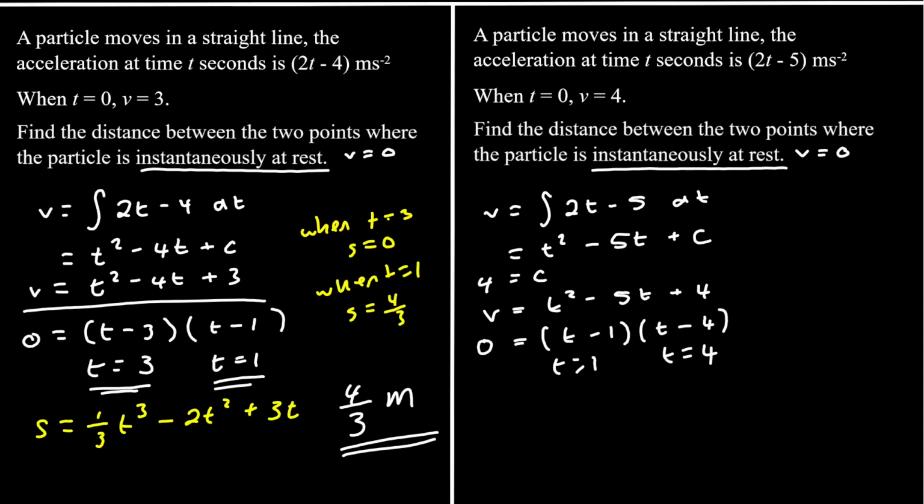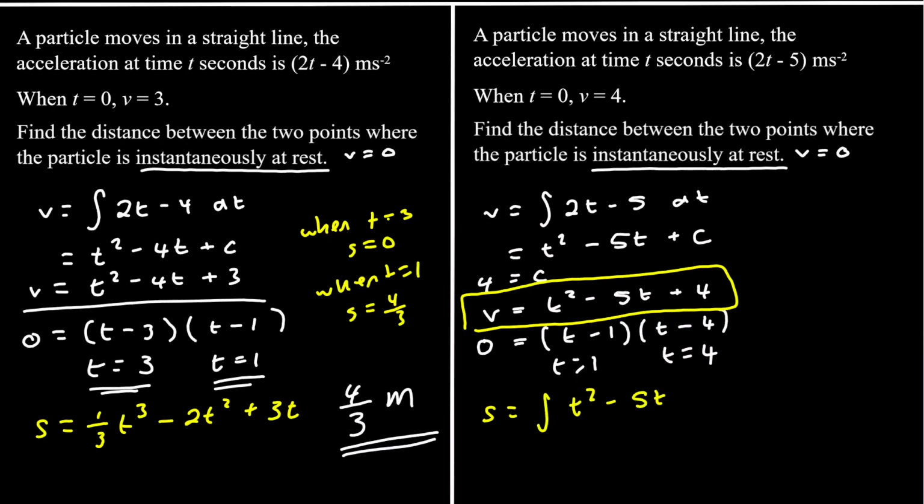Now we need to know the displacement. So velocity is the rate of change of the displacement. So that's differentiation. To go back, we integrate. So the displacement is the integral of t squared minus 5t plus 4 with respect to t. So add 1 to the power, divide by the new power. And again, I've got plus c here, but I'm not going to need it. I'm not going to need the plus c because it's the distance between the 2 points we care about.